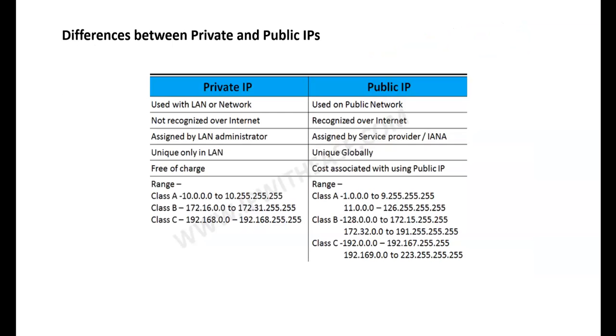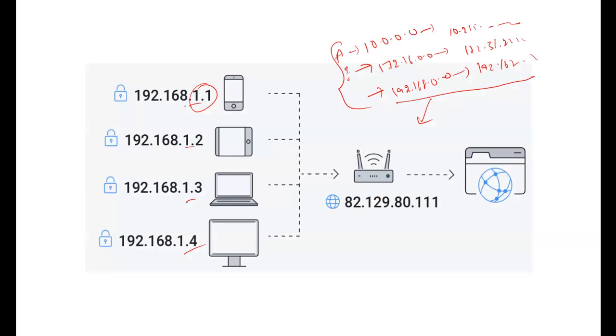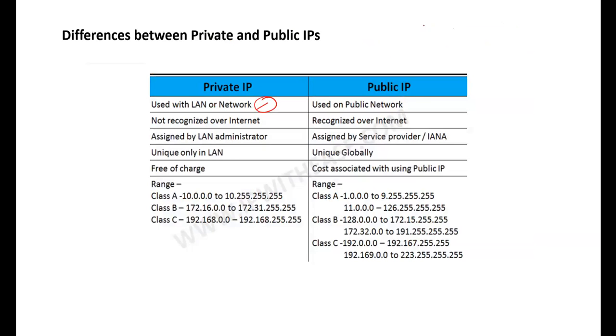Private IPs can be used within the LAN network, as shown here. Within the LAN or within the network, only private IP addresses can be used, and public IPs are used on the internet or public cloud. Private IP addresses are not routable over the internet, because they are not recognized on the internet. That's why private IPs can't be routed on the internet.